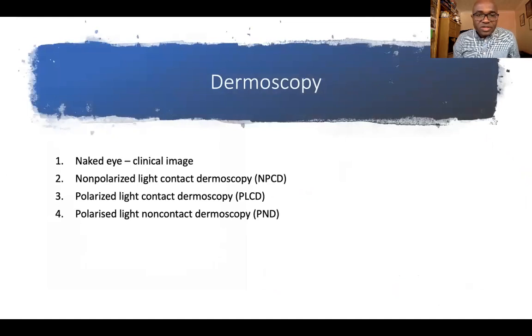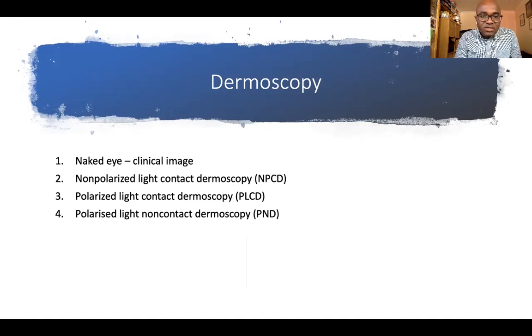So I'm just going to show you a couple of images of what dermoscopy looks like. I'm going to show 4 images, where one is the naked eye, or clinical picture, and one is a dermoscopy. The second is a dermoscopy with non-polarized light, contact dermoscopy. Non-polarized means the polarized filter is off, and because the polarized filter is off, you need to use contact, because you cannot use non-polarized light without contact.